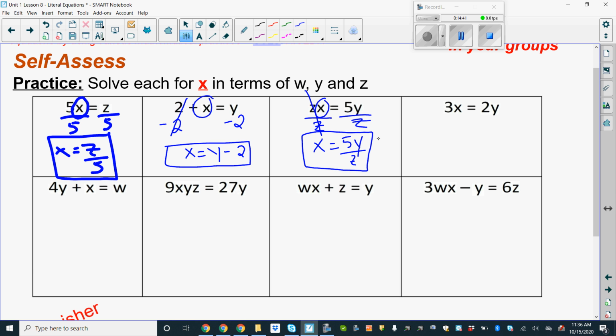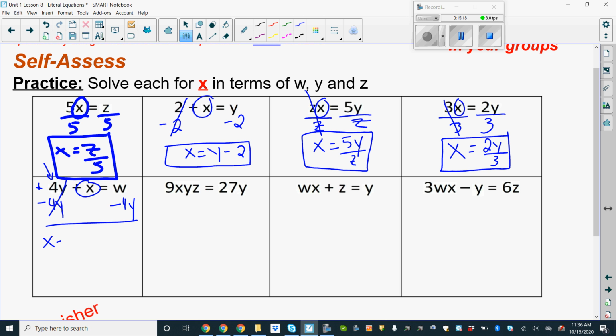For the next one, again, we have the 3x. 3x is attached by multiplication, so divide by 3 on both sides, and you're left with x equals 2y divided by 3. Done. Here, we have to solve for x. We want to move this whole term over. It's attached by addition. So in front of this is a positive 4y. So the opposite is now minus 4y. So we cancel it out from here and subtract 4y from the other side. And just rewrite x equals w minus 4y.